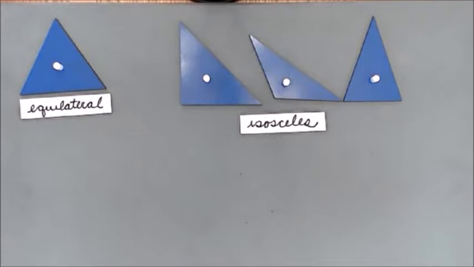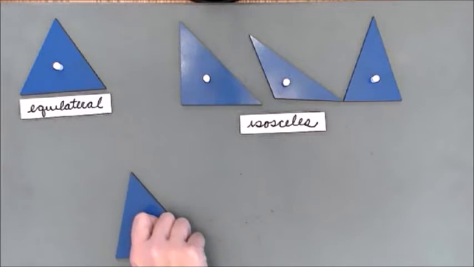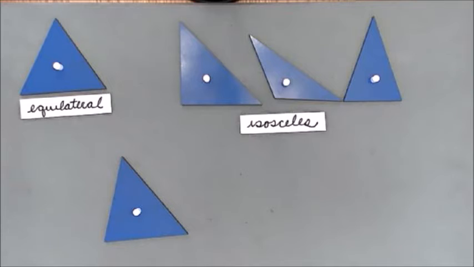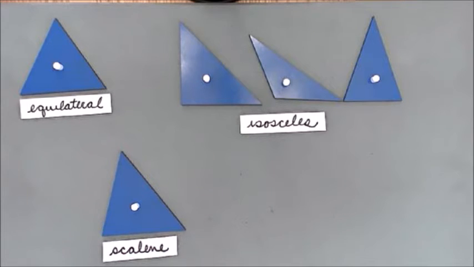Let's see. What happens if we have a triangle that has all three different length sides? When we have a triangle with all three different sides, this is called a scalene triangle. A scalene triangle comes to us from the Greek skelenos, meaning uneven. Not skelos for skeleton, leg, but skelenos, meaning uneven. So a scalene triangle means uneven, or the three sides are all different. So a scalene triangle has all sides being different.